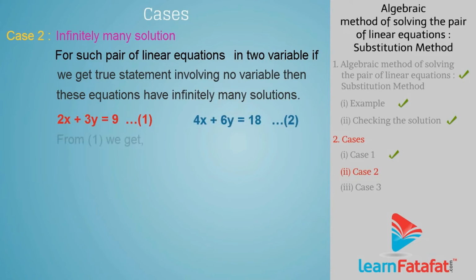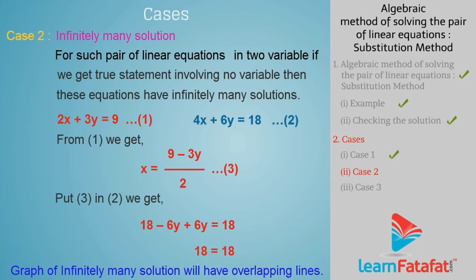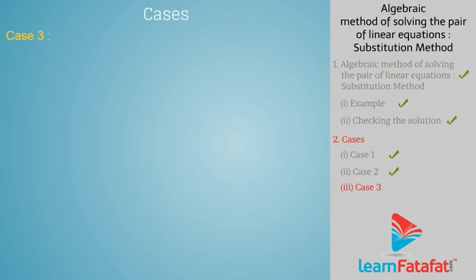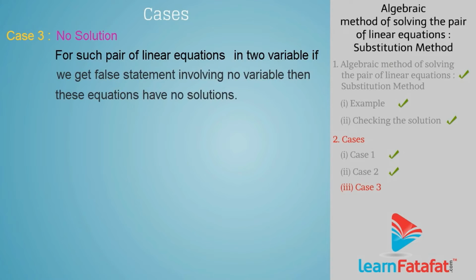Consider 2x plus 3y is equal to 9 and 4x plus 6y is equal to 18. From 1 we get, put 3 in 2, we get 18 is equal to 18. The graph of infinitely many solutions will have overlapping lines. Case 3. No solution. For such a pair of linear equations in two variables, if we get a false statement involving no variable, then the equations have no solution.